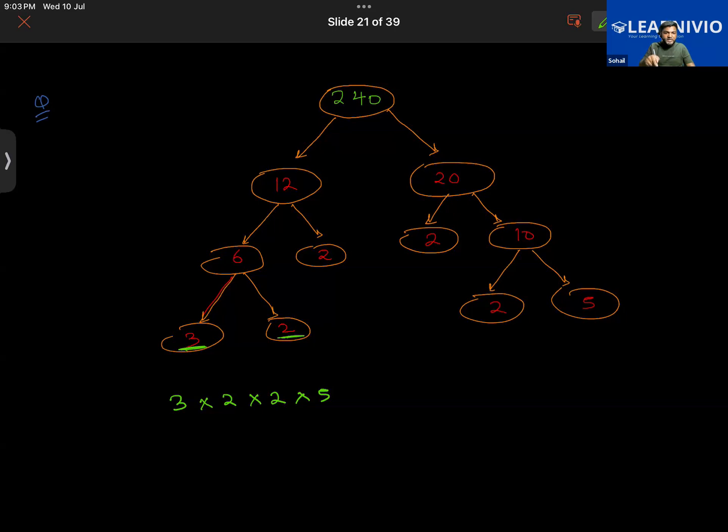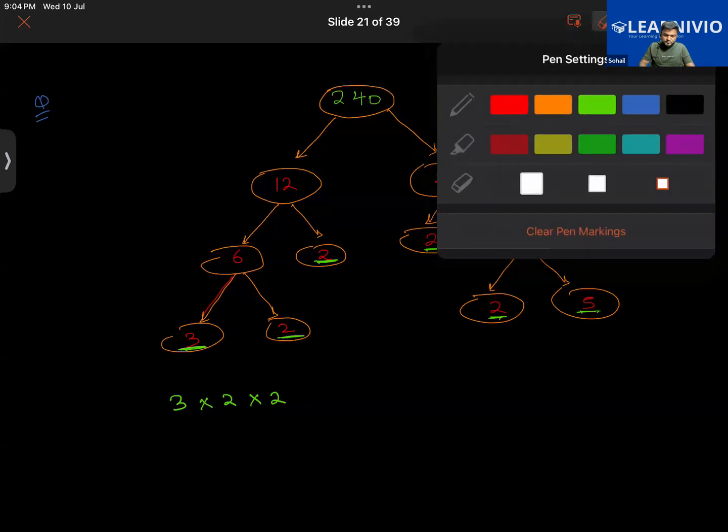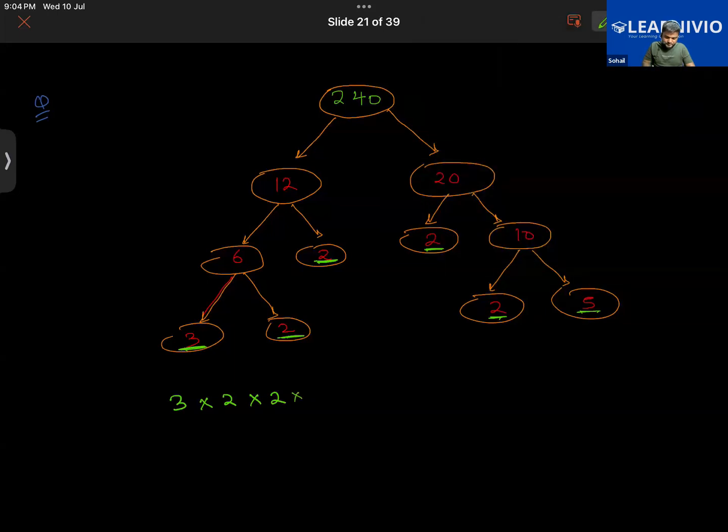Whichever prime numbers you are seeing in this tree, all of them would be counted. The composite numbers like 6, 10, 20 and 12 are not counted here. All the prime numbers that you see in this tree will be taken into the prime factorization of the number. You understood what I'm saying? Yes. 3, 2, this 2, this 2, this 2, and this 2. So how many twos are there? 4 twos. So that is the prime factorization of 240.